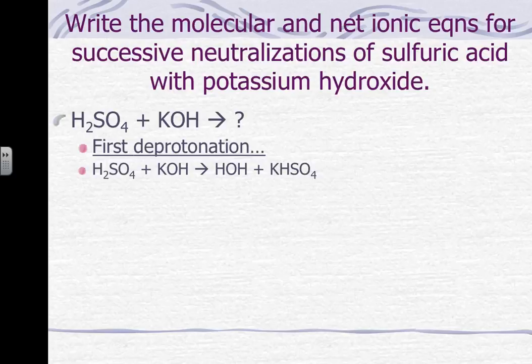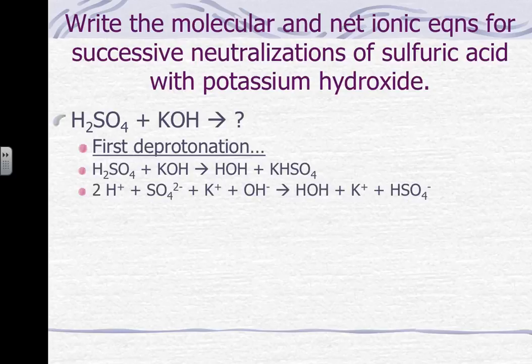Now for the net ionic equation, it would look like this. The sulfuric acid at the front here breaks down completely because it's a strong acid. This breaks down completely because potassium hydroxide is a strong base. Water is liquid, so it stays together. And then the KHSO4, that was an acid salt, and as I just said a second ago, that is soluble in water. So that's the way you break it down.